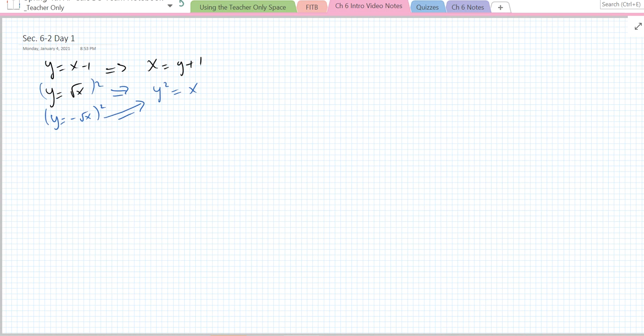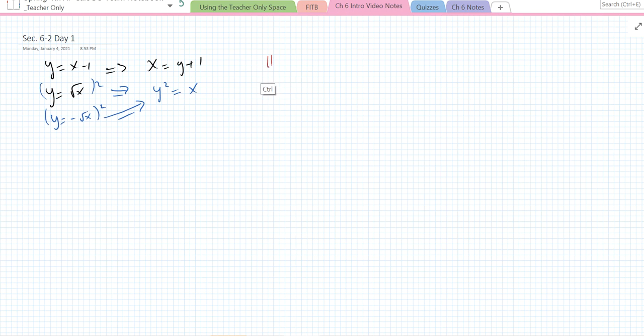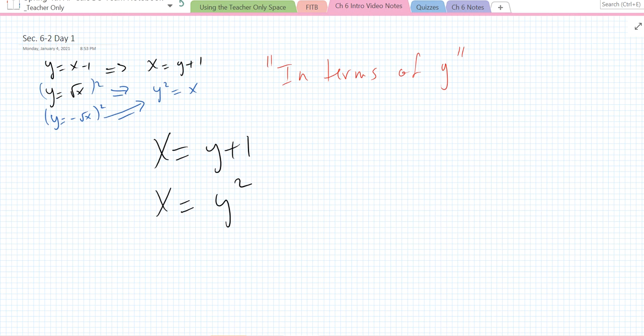But for this one, we're doing everything in terms of y this time. So instead of 3 curves, we have 2 curves to create the region. One curve is x equal to y plus 1, and our second curve is x equal to y squared. It'll give us the same thing.